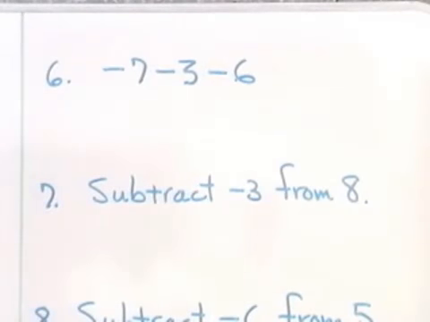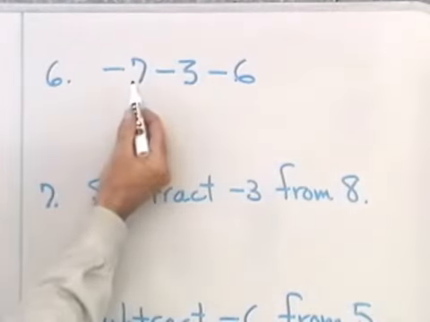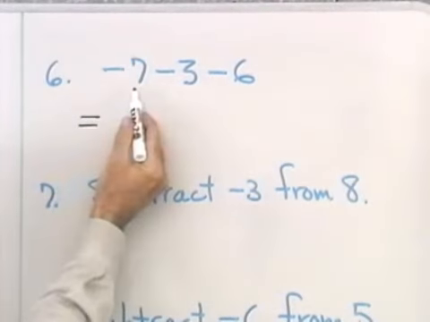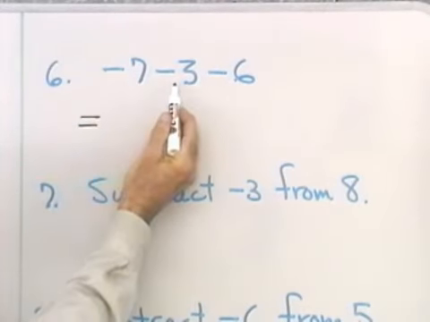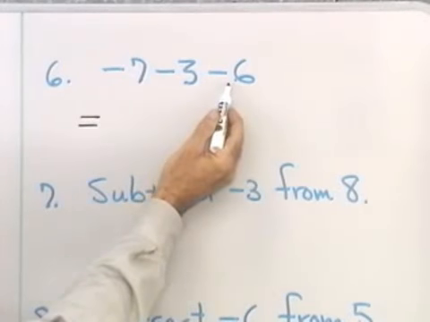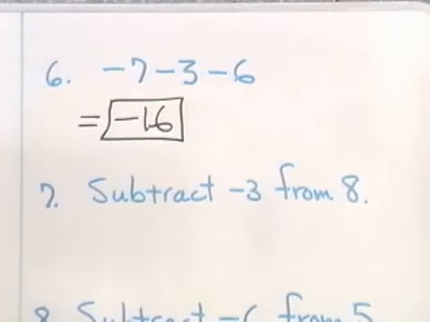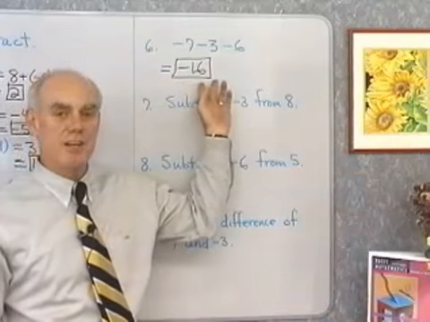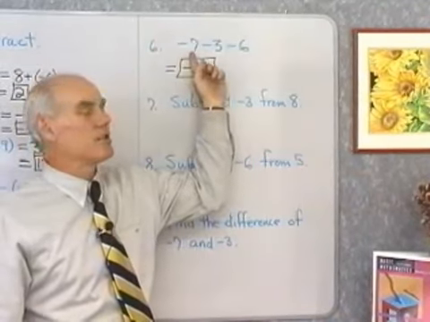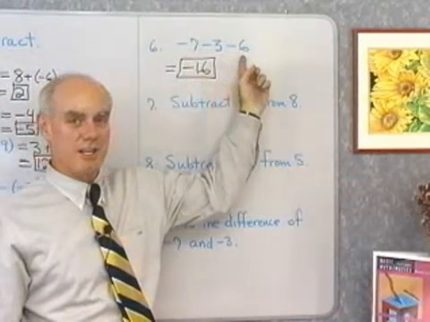Negative 7 subtract 3 subtract 6. If I'm thinking in terms of addition, I'm going to think of this problem as negative 7 plus negative 3, which is negative 10, plus negative 6, which is negative 16. So the answer to that is negative 16, and I can get that even without showing any work simply by thinking in terms of addition. Negative 7 plus negative 3 plus negative 6.